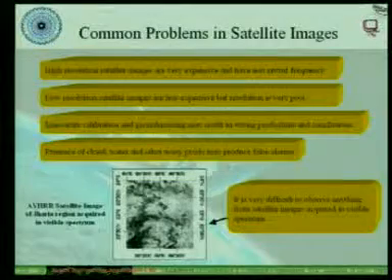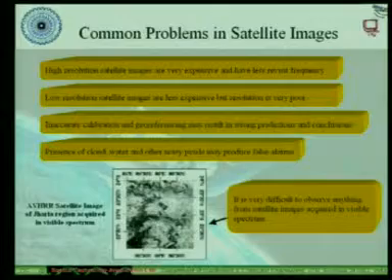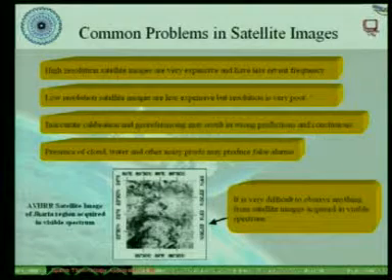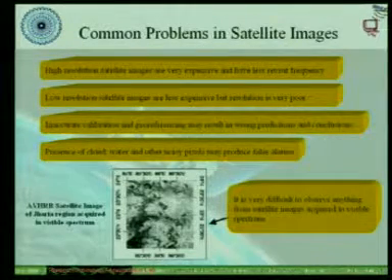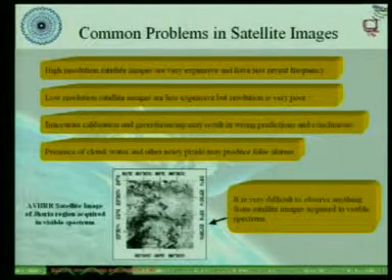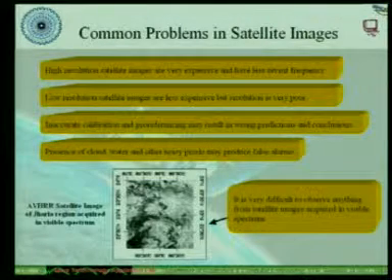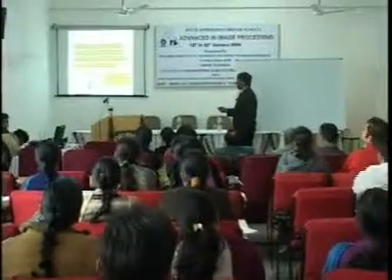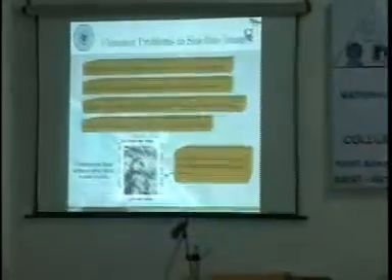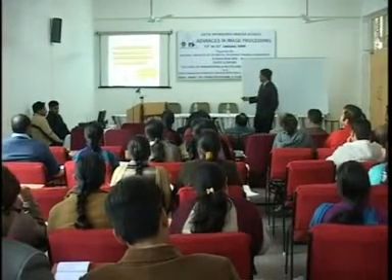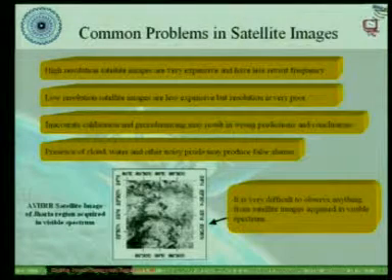Next one. Common problems: this is a satellite image of the Jharia region. Nothing is visible. You cannot differentiate what is there or where the hotspot is. These are the common problems we face in satellite images. Low resolution satellite images are less expensive, but the resolution is very poor. Inaccurate calibration and georeferencing lead to wrong predictions and conclusions. Presence of cloud, water and other noisy pixels may produce false alarms. Because this is very weather dependent, we have to take care of all these 4 points.